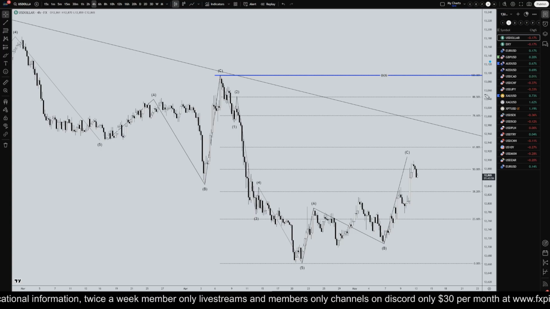Today is Tuesday, May 13th, and this is my analysis for the US dollar index.